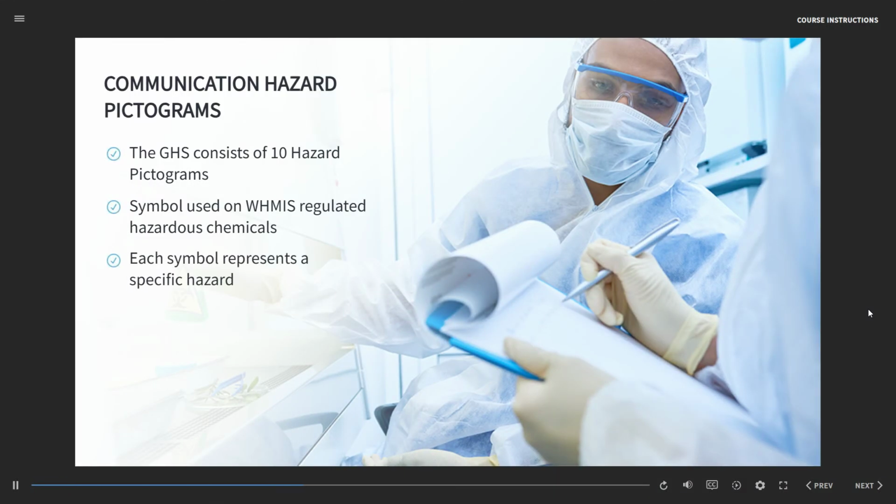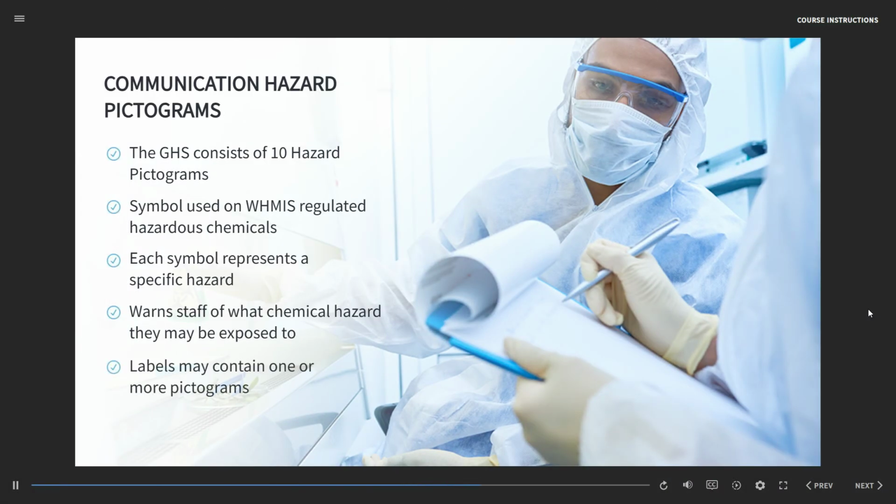However, as mentioned in Module 1, asphyxiants, including carbon dioxide and helium, and combustible dust do not require a pictogram. Labels may contain more than one hazard pictogram, depending on the number of hazards associated with the product. The label provides the hazard pictogram, and more detailed information is found in the safety data sheet.